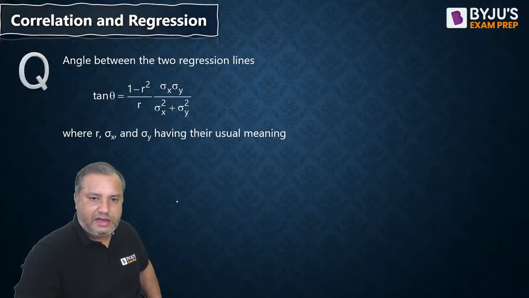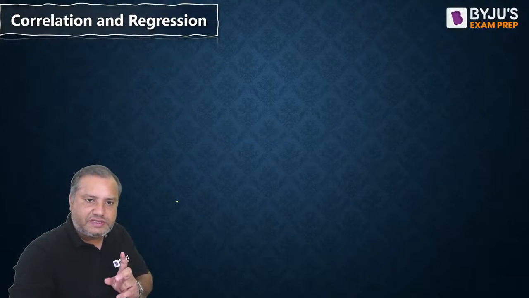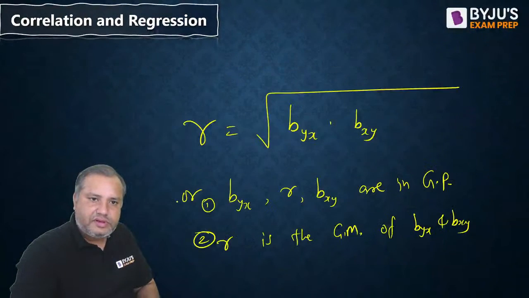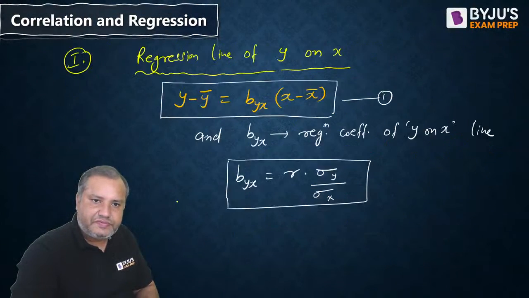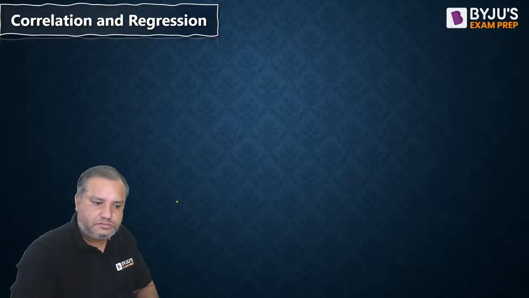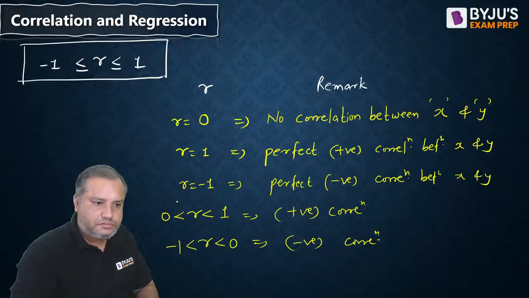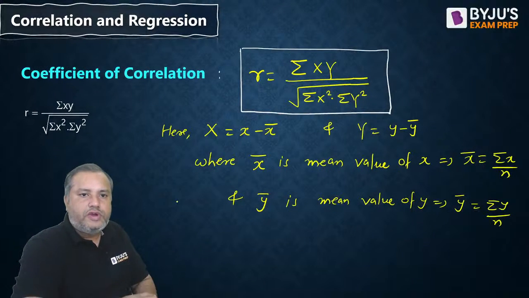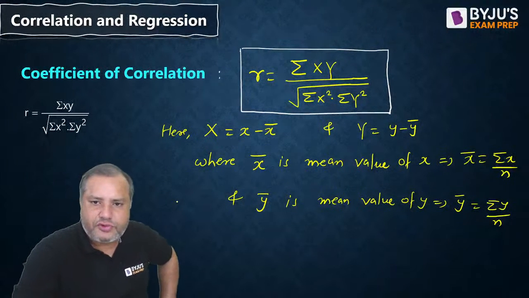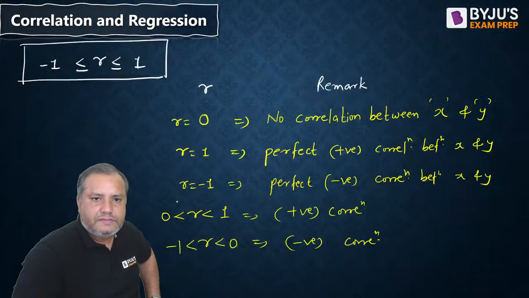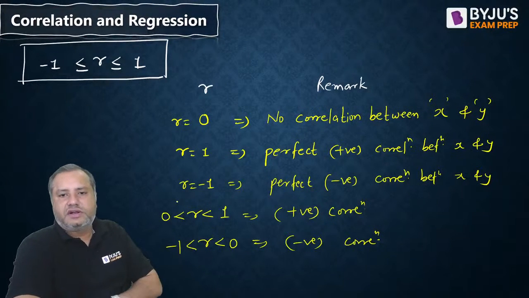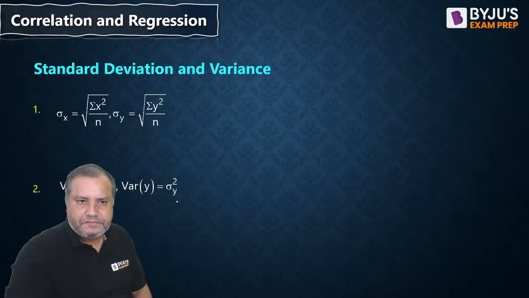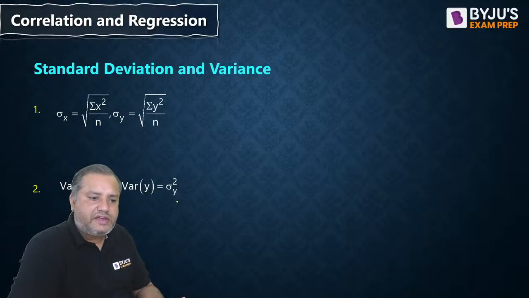There are two varieties of questions. I'll just go back and give you a quick recap of everything. Let us start with the first slide. Coefficient of correlation: this is the formula for coefficient of correlation. This is the range of coefficient of correlation in various different cases. Then we have the formula for standard deviation and variance.